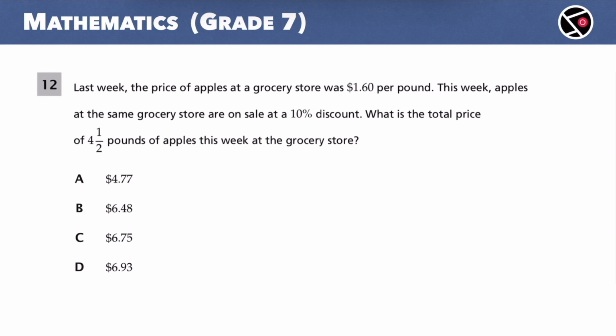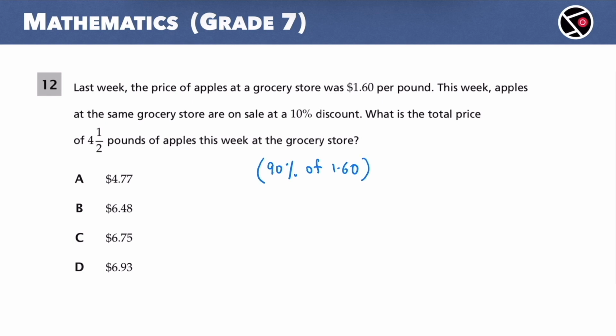Problem number 12. Last week, the price of apples at a grocery store was $1.60 per pound. This week, apples at the same grocery store are on sale at a 10% discount. What is the total price of 4 1/2 pounds of apples this week at the grocery store? We have a 10% discount, so we pay 90% of 1.60. This is the price of 1 pound of apples.